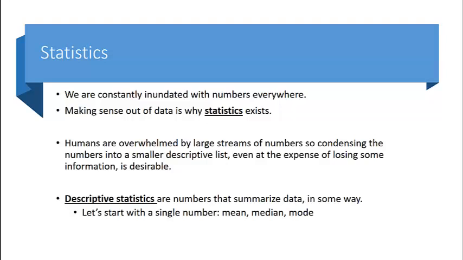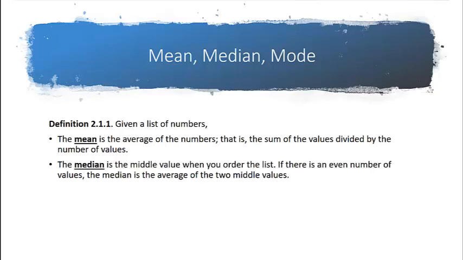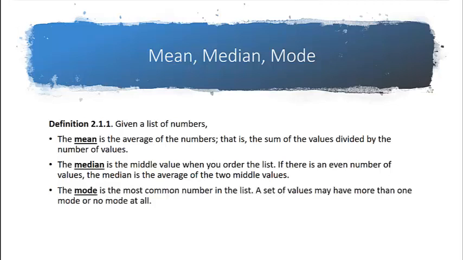Let's start with a review of a familiar topic, a way to summarize data with a single number, the mean, median, or mode. Recall that given a list of numbers, the mean is the average of those numbers. That is, the sum of the values divided by the number of values. The median is the middle value when you order the list. And if there's an even number of values in the list, the median is the average of the two middle values. The mode is the most common number in the list. Note that a set of values may have more than one mode or no mode at all.